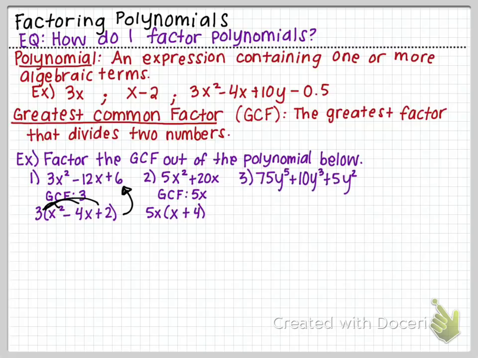Okay, number 3. So let's think with the GCF. The GCF is going to be 5y squared, right? Every single term has a y that's greater than or equal to y squared. So we can take out 5y squared. So divide each term by 5y squared, we get 15y cubed plus 2y plus 1. Remember, when we're dividing out, so like the 75, we divided this by 5, we got 15, right?